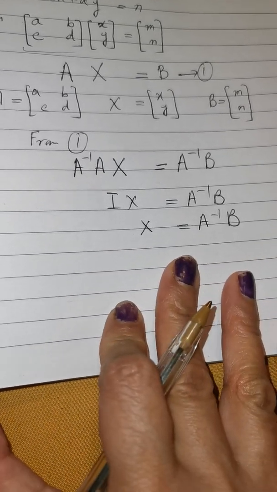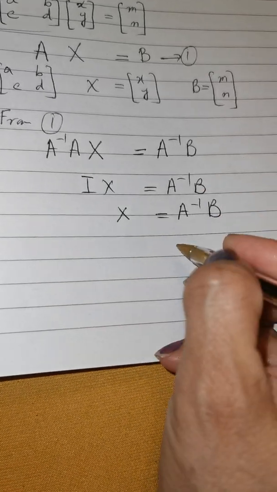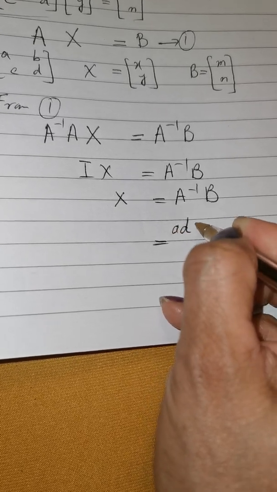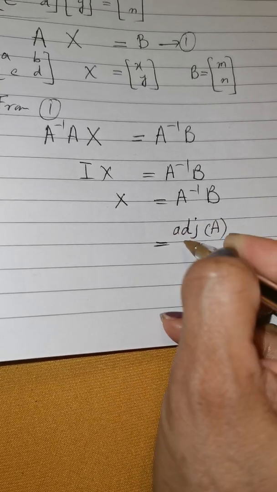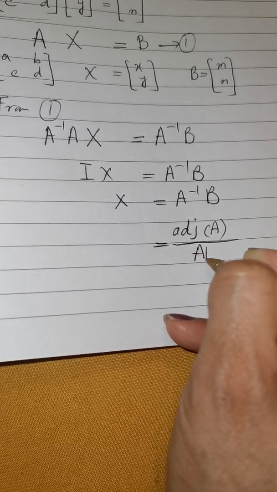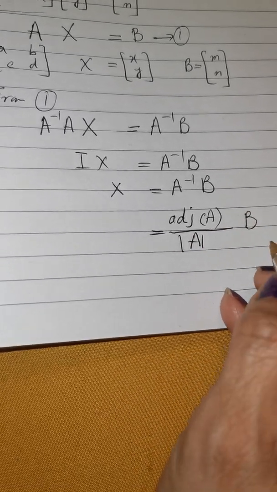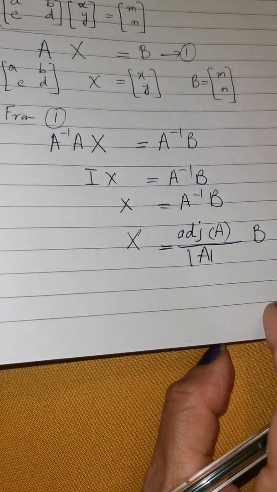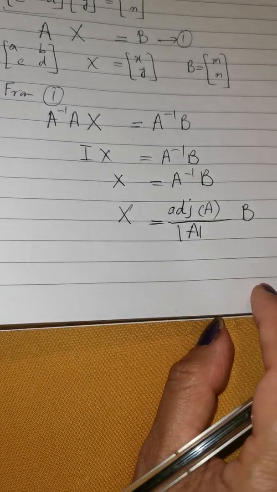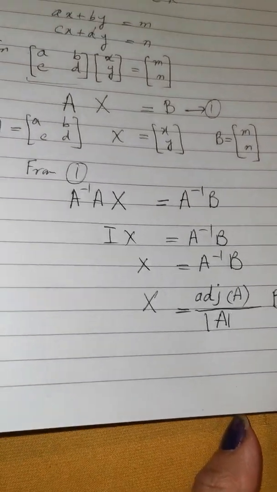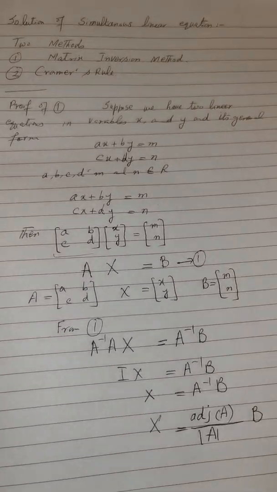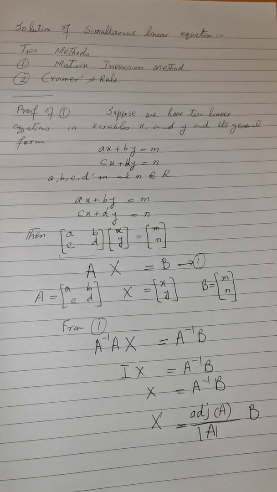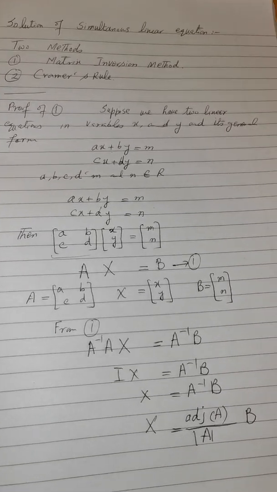It's so simple. And how can we find A inverse? We have done this previously. A inverse is equal to the adjoint of A divided by the determinant of A, and the answer is multiplied by matrix B. When you find this, you will get the values of x and y. So this method is called the matrix inversion method. Hopefully you can understand. It's very simple, very interesting.